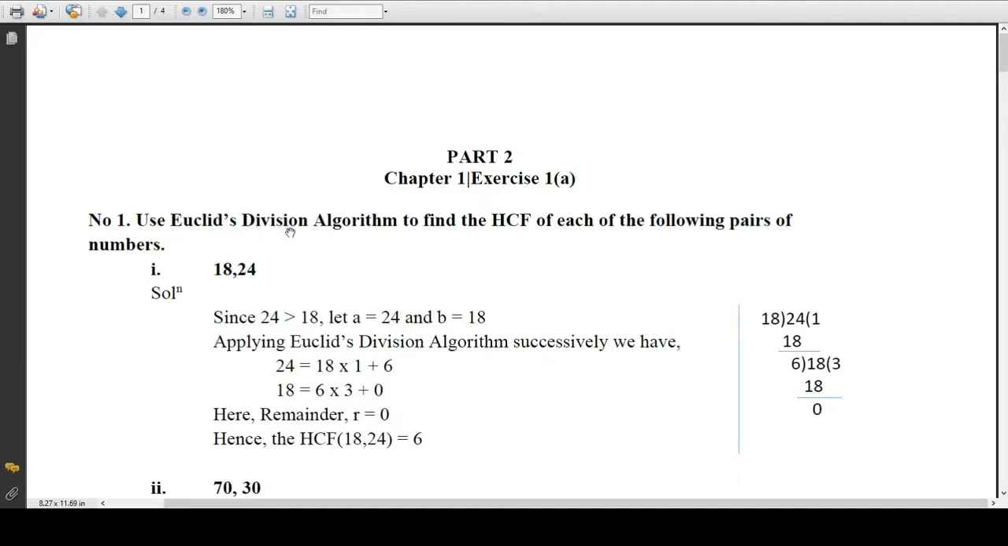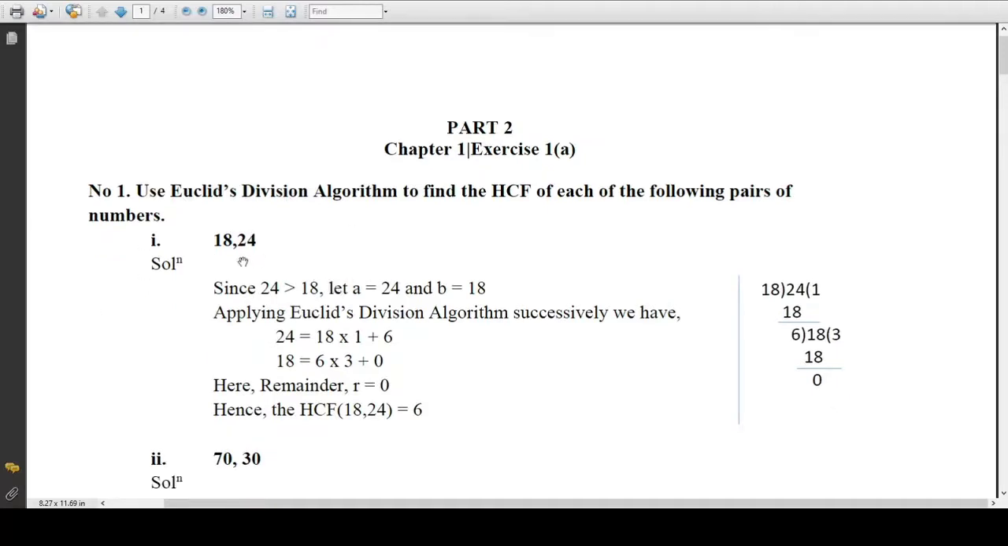Use Euclid's division algorithm to find the HCF of the following pairs of numbers, with the first one being 18 and 24. Now, out of these two numbers, 24 is bigger, 18 is smaller. Therefore, we'll take A as 24 and B as 18. Okay. Now, you take 18 as the divisor and 24 as the dividend. 18 multiply 1 is 18, leaving remainder 6.